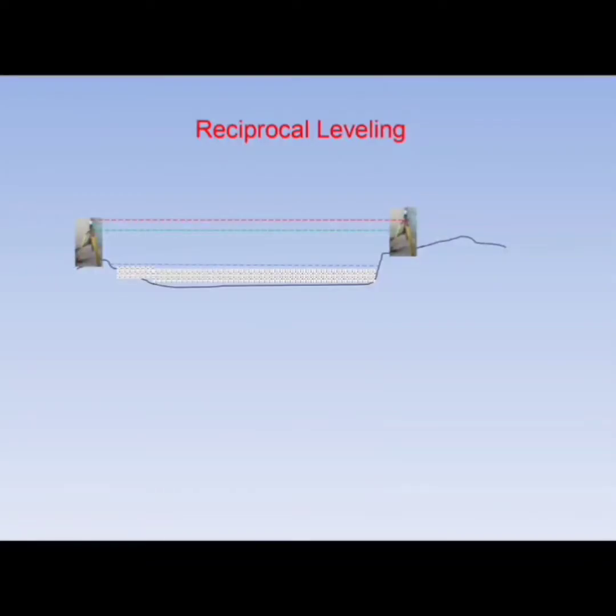Reciprocal leveling will be done when the distance between 2 points is very long and in between we cannot access the points. In those cases, leveling will be done from both ends. This will compensate the errors due to distance.